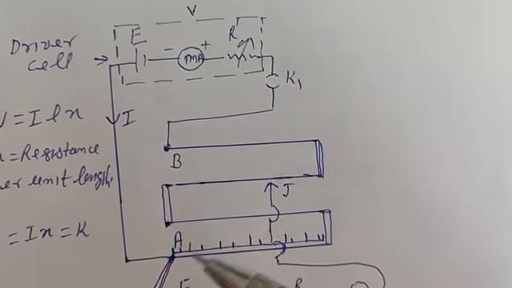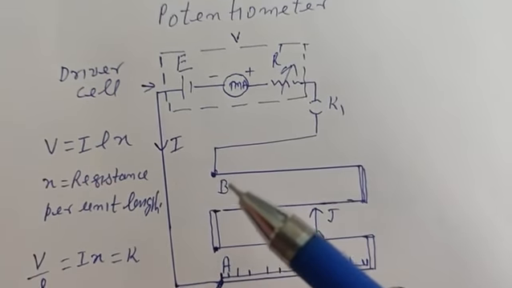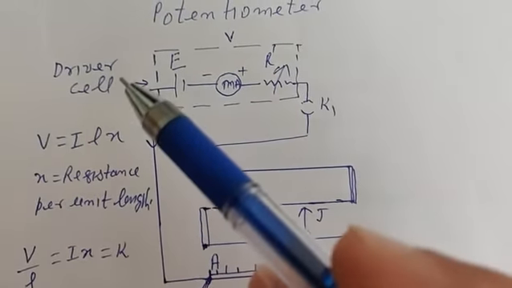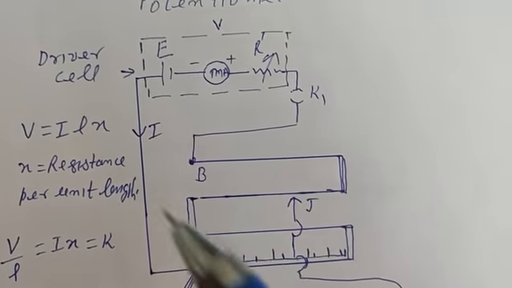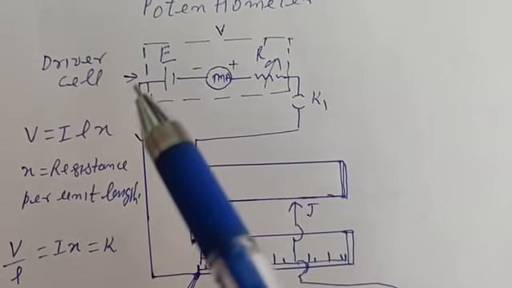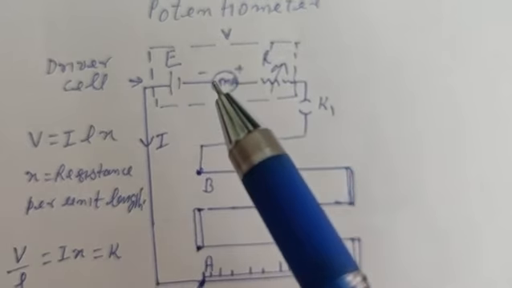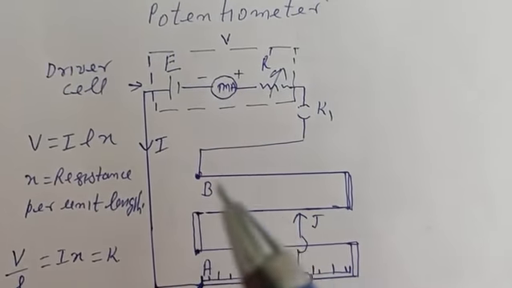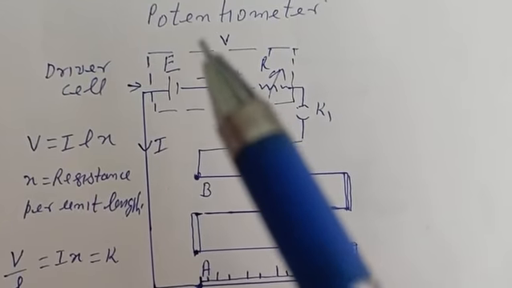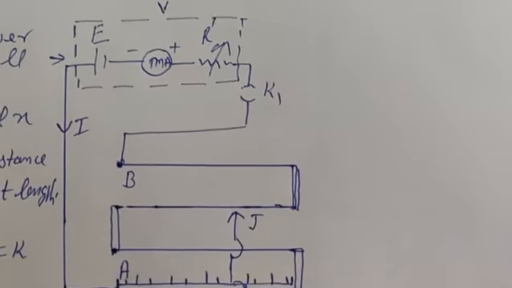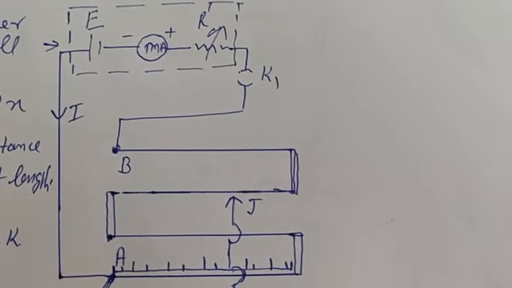This cell provides the potential difference between point A and B, and this cell is called the driver cell. It provides the potential difference. And what will be the potential difference between point A and B? This cell is providing some potential, that is, it has some EMF, and there will be some drop across this region. So the net voltage provided will be the applied voltage minus the drop. So that is V. V will be the net voltage across terminals A and B, or you can say across wire AB.